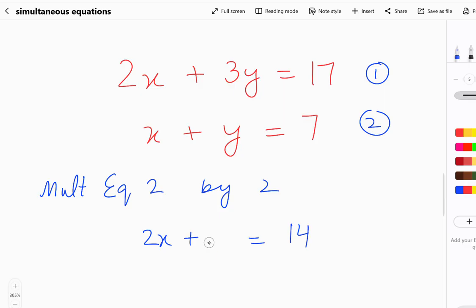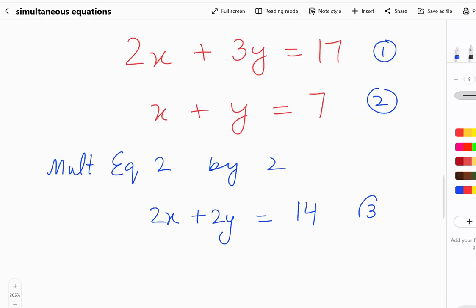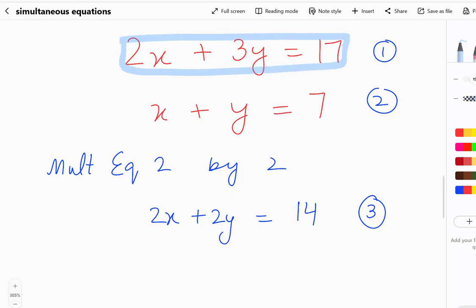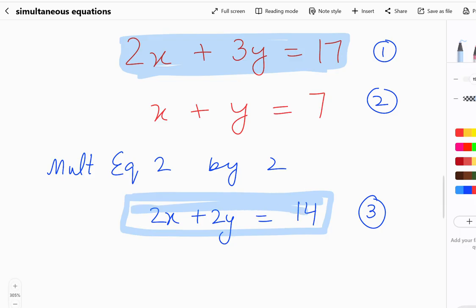I just directly multiplied it, but you know how I did it, right? 2 times x is 2x, 2 times y is 2y, 2 times 7 is 14. Now, I'm going to name this one as well. It's equation 3. So this time, we are going to take away equation 1 with equation 3. Just highlighting them, to let you know.